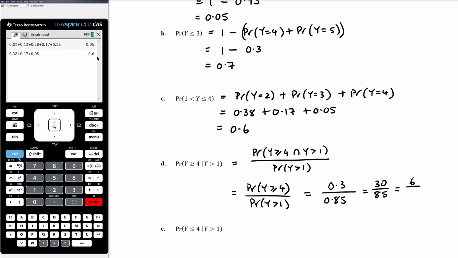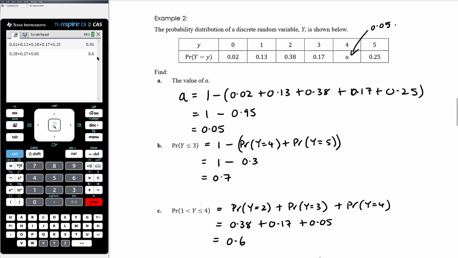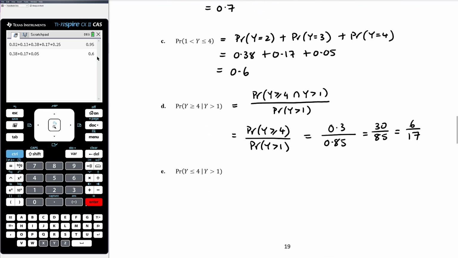That is 6 over 17, I think. I'm doing 5 17s, 50 plus 35, yep, okay. But if you're asked to give a rounded answer, although we're not here, so we're going to leave it nice and exact. Let's see what the CAS gives us, 0.3 divided by 0.85. See, that's not going to round nicely.